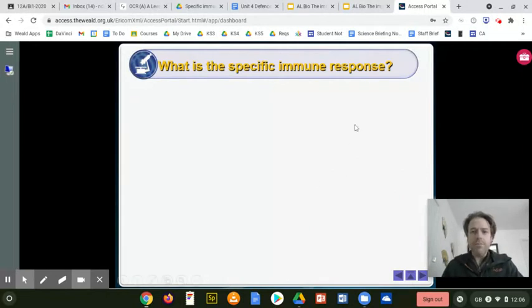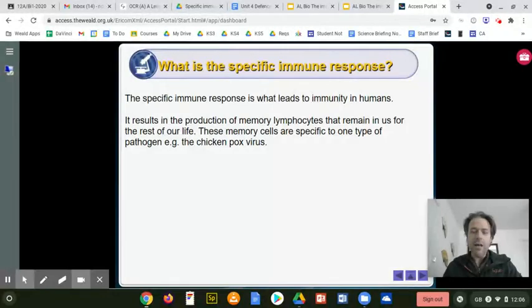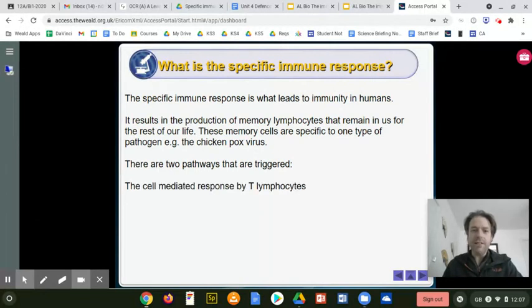So the specific immune response, what do we mean by that? It's the response that leads to production of memory cells, hence the term immune. It ends up leading to immunity for us, which means that we contain cells with the specific antigens to latch onto and antibodies to latch onto and destroy a specific pathogen. There are two pathways that make up our specific immune response. There is the cell-mediated response, which involves our T lymphocytes, and our humoral response, which involves our B lymphocytes.